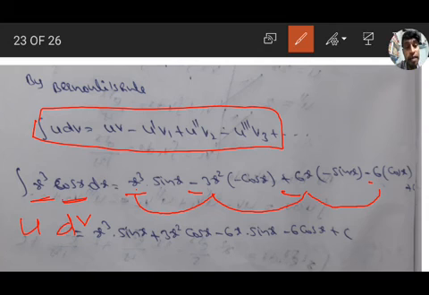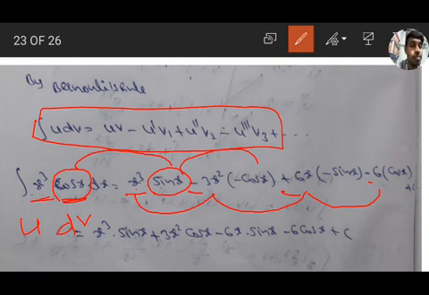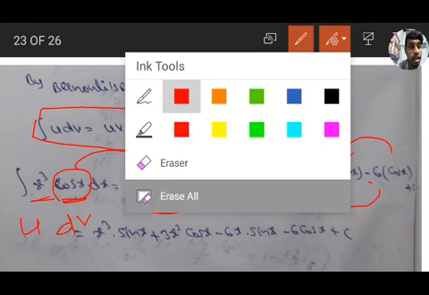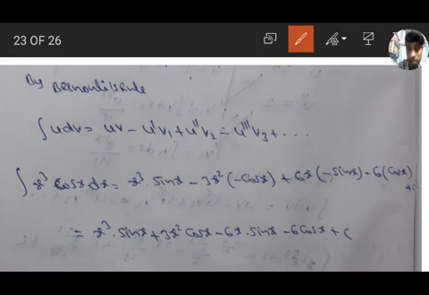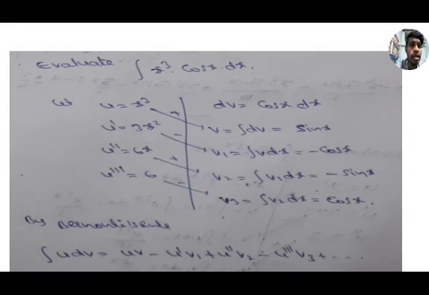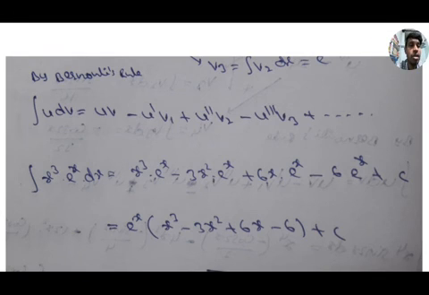Next dv. dv is cos x, so we have to integrate it. The integration of cos x is sin x. Next, the integration of sin x is minus cos x, and the integration of minus cos x is minus sin x. Then simplify. Okay, it is a direct step. We will also see the answer in the last problem.